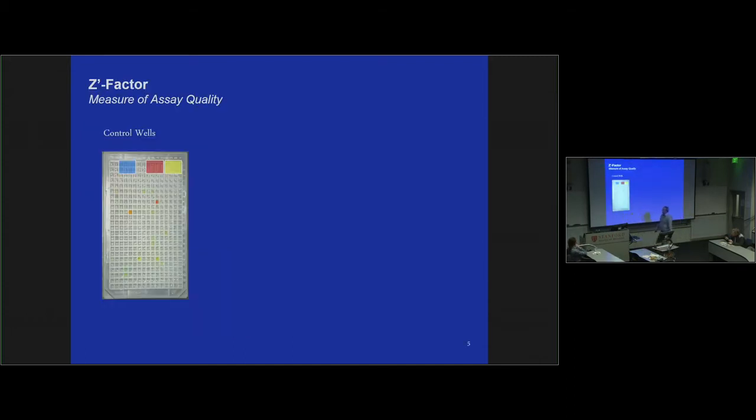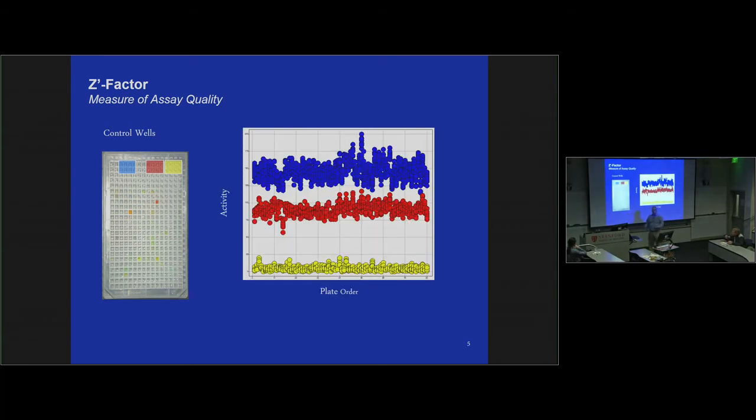On every plate, we have control wells. We have negative control wells, positive control wells, and typically, to keep track of the sensitivity of the assay, IC50 control wells. Here you can see they actually missed the IC50 a little bit, but this is the basic idea.